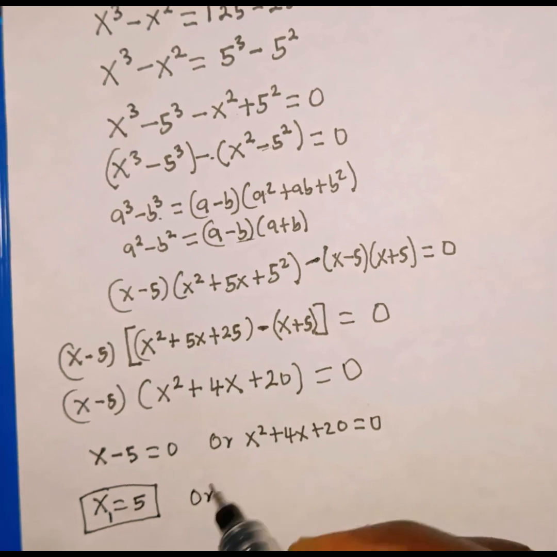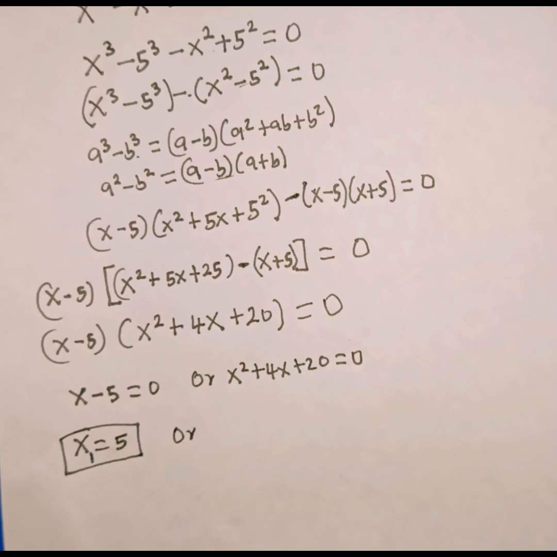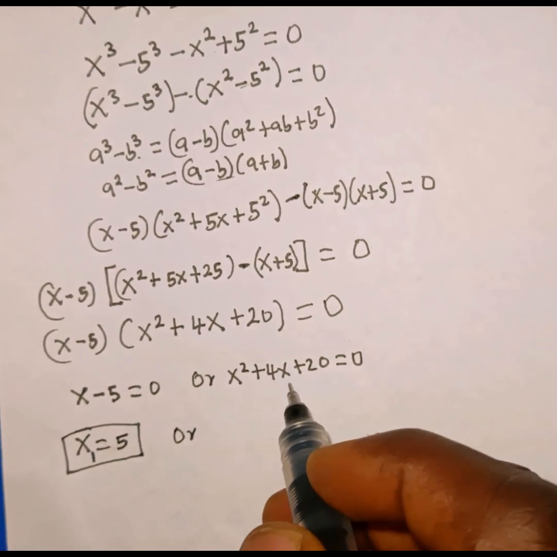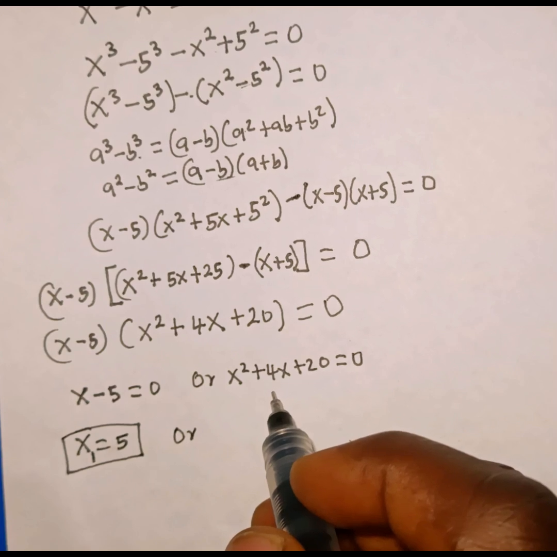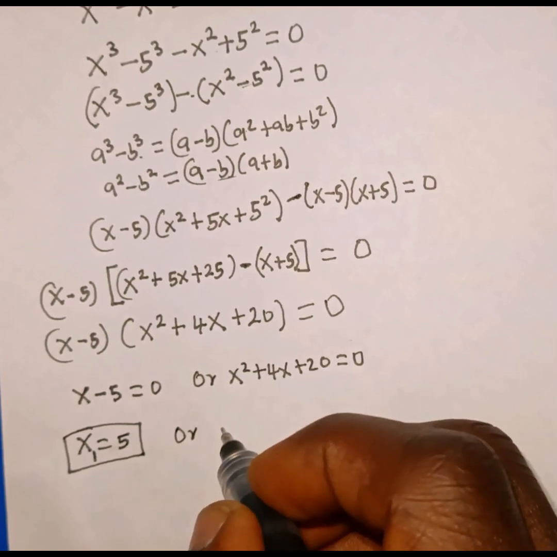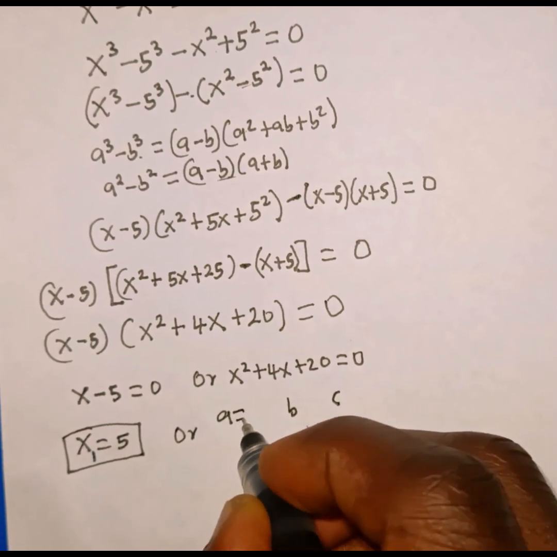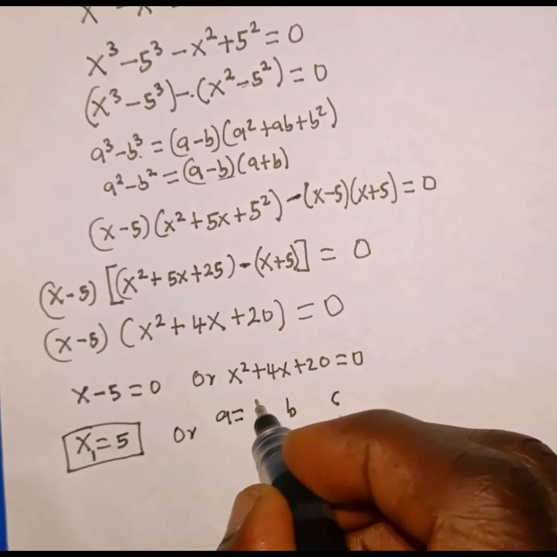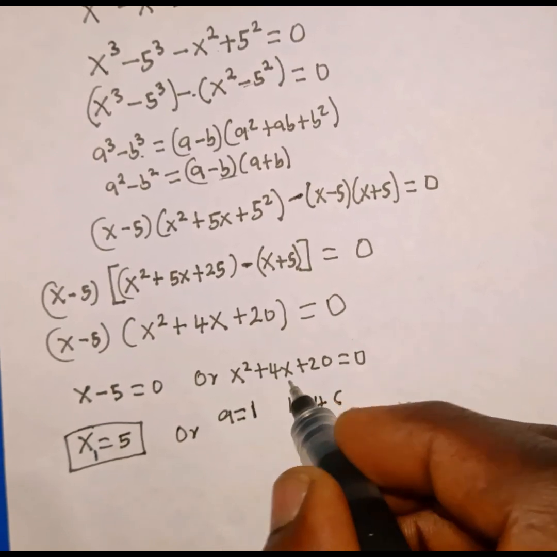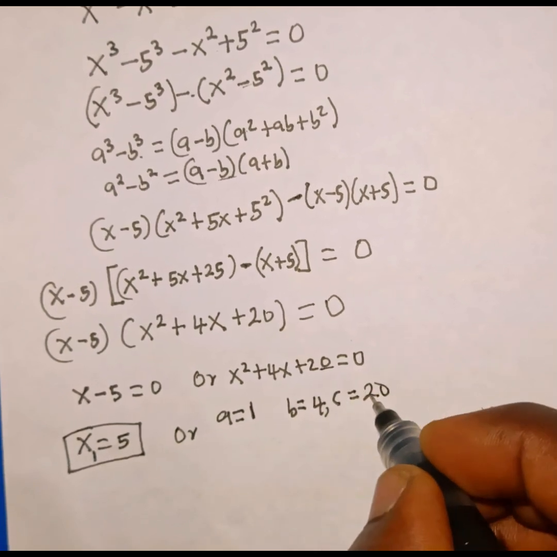Now, to get the remaining solutions, we're going to solve this quadratic equation, because the highest power of the variable here is 2. And if you look at this quadratic equation, we can't factorize this. So we're going to apply the formula method. In the formula method, we have three unknowns, a, b, and c, where a is the leading coefficient, which is 1 here. Then b is the coefficient of the middle term, which is positive 4, and c is the constant, which is 20, right?